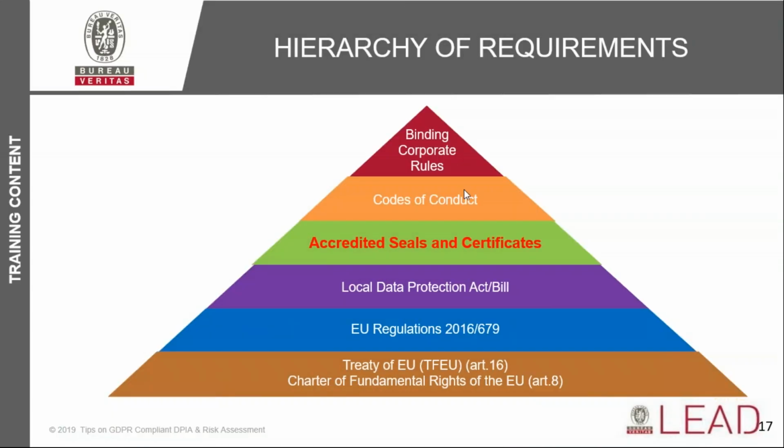In the beginning, we talked about the accredited schemes and so forth. So there are 3 items at the top: binding corporate rules, codes of conduct, and accredited seals and certificates. We talked about the accredited seals and certificates. Codes of conduct are related to sectors mostly. They are not company-related things, but they are kind of standardized controls for the sector members.